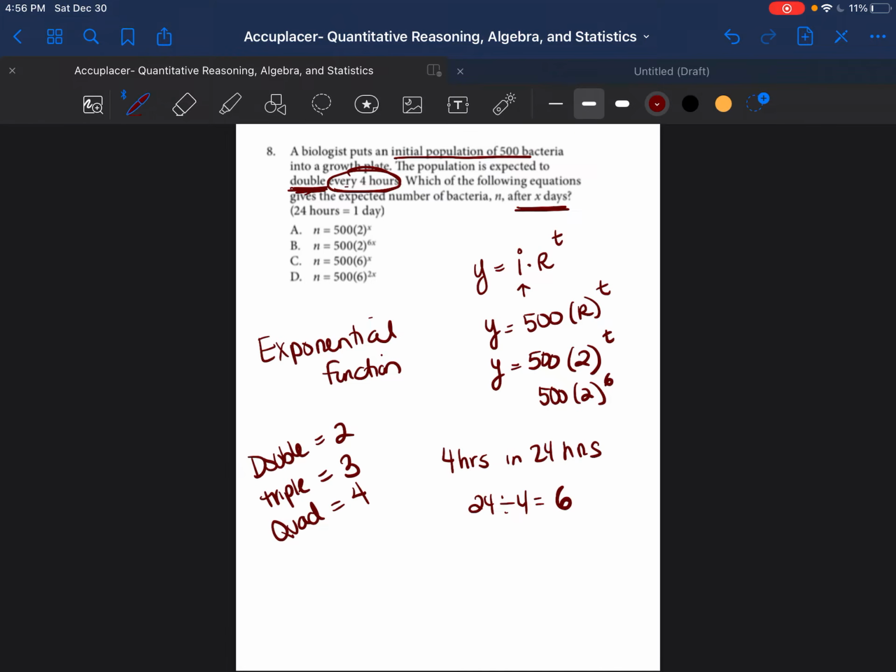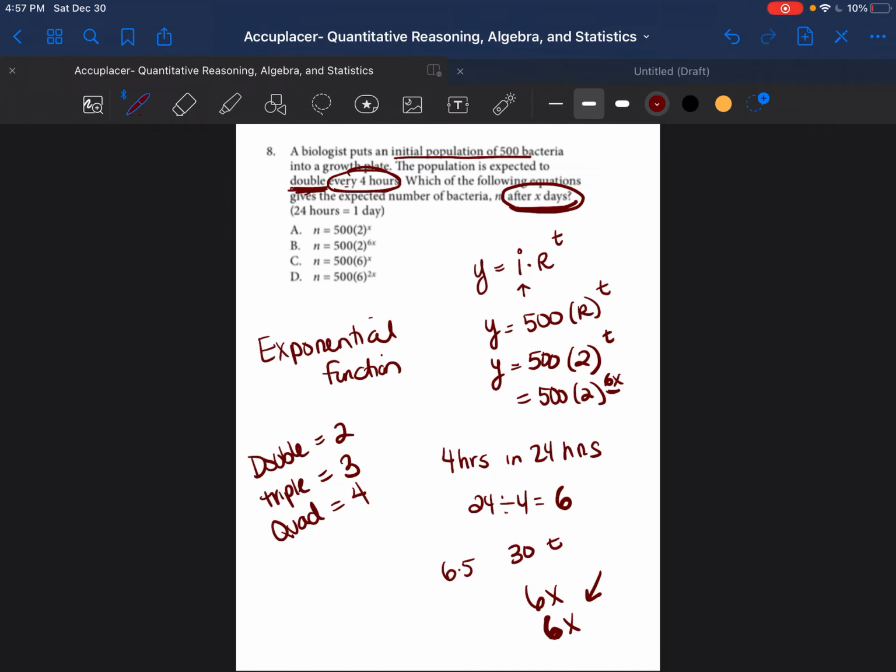We're going to put 6X. Okay, so why did I put X? Because it's going to be after X amount of days. So if they said after 5 days, I would do 6 times 5, and I would just put 30 for the time. But because they're not telling us how many days that's going to be, we just have to write it as 6x, meaning there's 6 periods of 4 hours in each day, and x is going to be written for the days because we don't know how many days this is going to be.